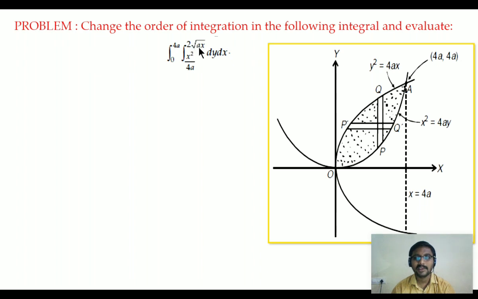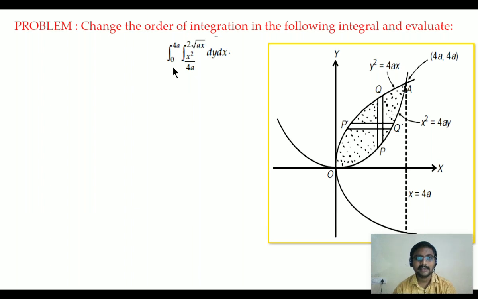Now the upper limit of y is y equal to 2 root ax. Squaring on both sides, y square is 4ax. It is also passing through the origin and intersecting the parabola x square equal to 4ay at the point 4a. So it is the intersection point. These two parabolas intersect at 2 points: one is the origin 0, 0 and the other is 4a, which is obtained by solving these two equations using substitution. So we will get the intersecting point as 4a.